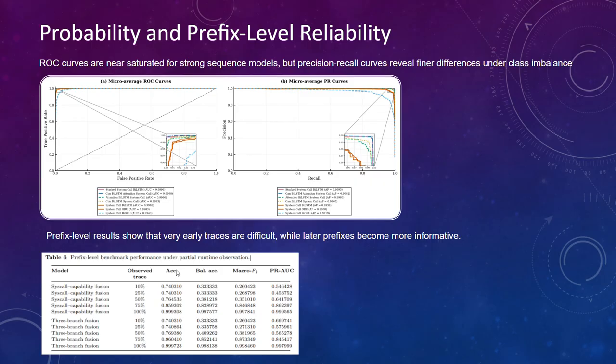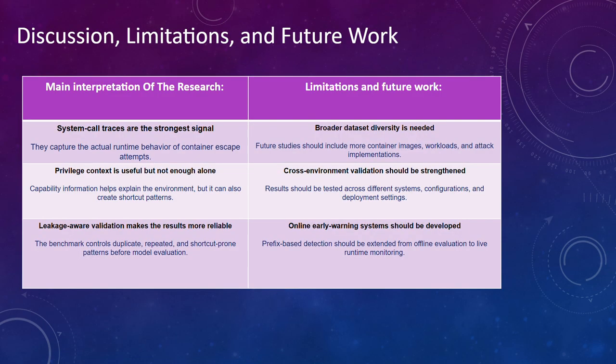For example, when we compare the 75% prefix level with 100% for the three-branch fusion model, the observed trace macro F1 score for the 75% prefix level is 87.33%, whereas when we feed in the maximum prefix percentage, which is 100, the result goes all the way to 99.84%, which shows how informative it is to give full prefix levels to the models we have built.